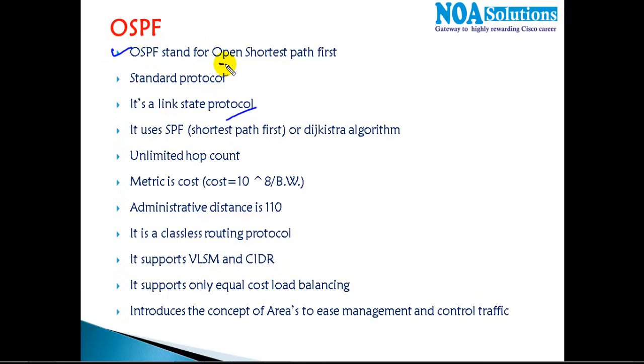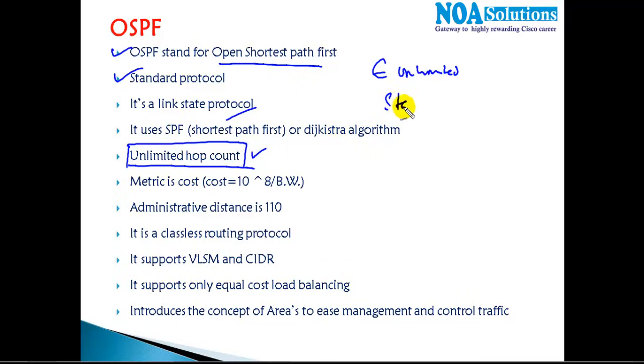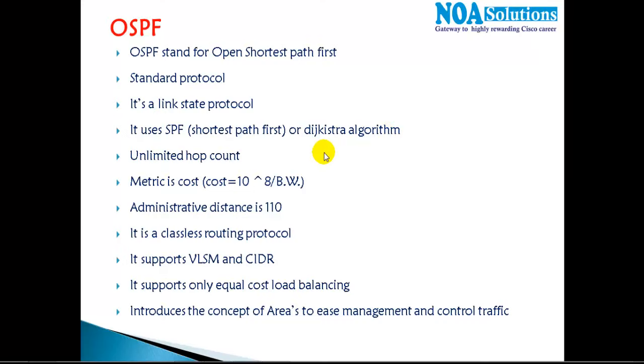OSPF stands for Open Shortest Path First, and it's a standard protocol. Now the main reason OSPF is more commonly used is that it supports an unlimited number of hops. There's no limit for the hop count. That is one of the major benefits we get in the case of OSPF, and also it's a standard protocol. Even EIGRP is a standard protocol now, so that's not a big advantage, but it was initially not a standard protocol.